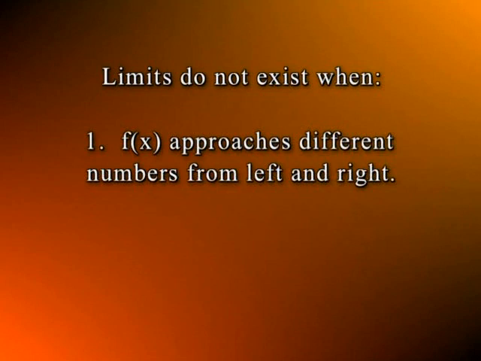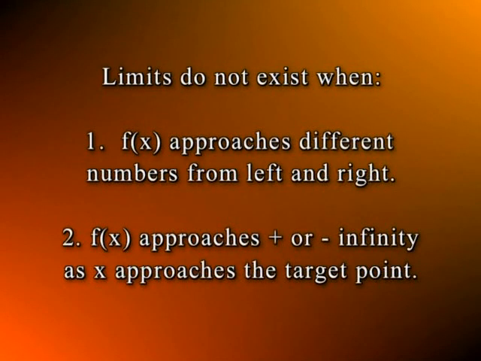Here's a list of all of the situations that we'll be discussing where the limits do not exist. Limits do not exist when f of x approaches different numbers from left and right. So when x approaches from left and right, we have different numbers for f of x. We looked at that just a little bit ago. And here we had a situation where f of x approaches infinity, and it's also true for f of x approaching negative infinity as x approaches the target point.